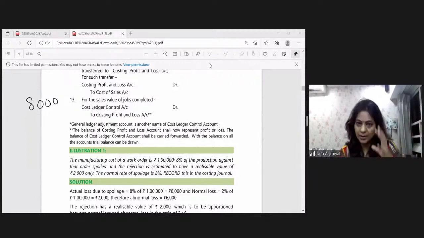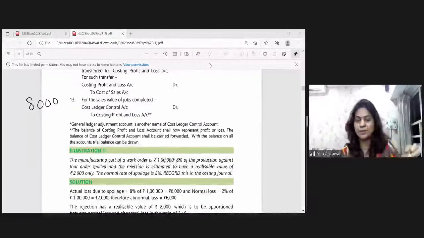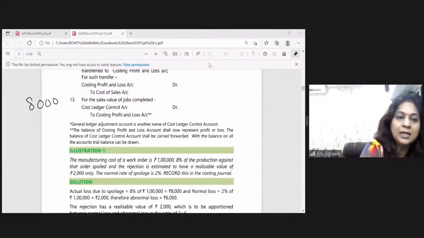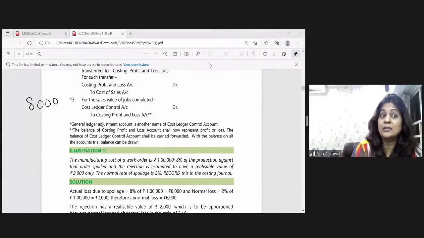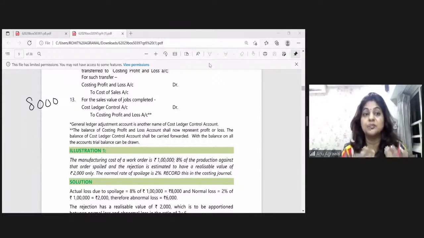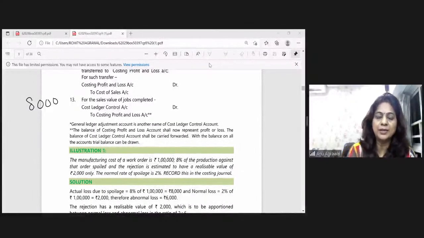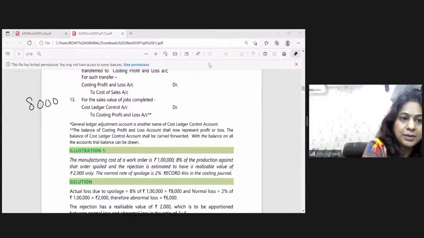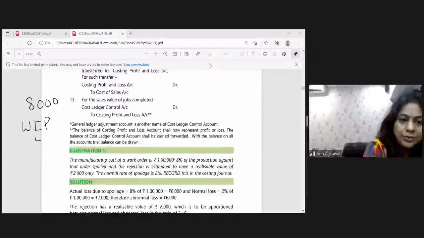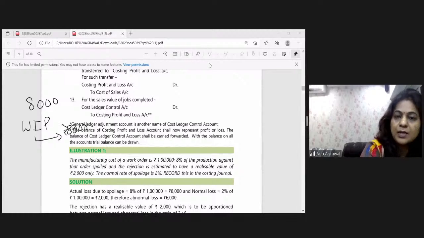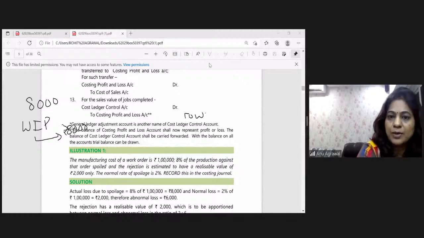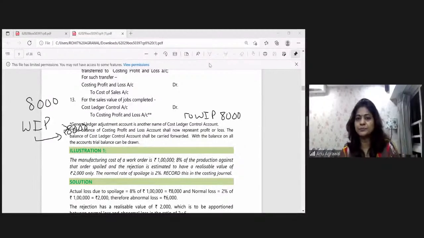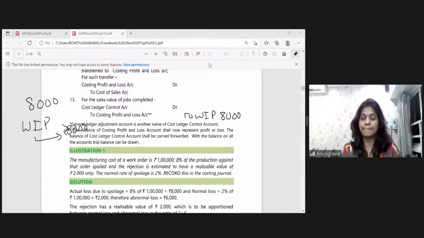Yes. Now let's evaluate. Now this is spoiled or rejected, but they say if it is spoiled, that means you can't spend any money. This is not a defective item. This is a spoiled item. Now if it is spoiled, from your work in progress, you need to remove this 8,000 rupees. Yes or no? Because it is spoiled. So if you want to remove it from WIP, 8,000, you need to credit WIP account, right? But what do you debit?